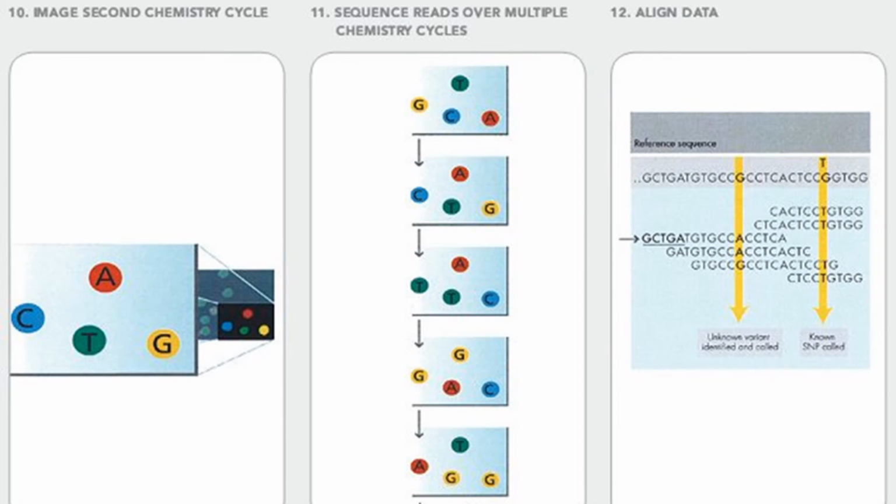Step 10. Image second chemistry cycle. After laser excitation, collect the image data as before. Record the identity of the second base for each cluster. Step 11. Sequence reads over multiple chemistry cycles. Repeat cycles of sequencing to determine the sequence of bases in a given fragment, a single base at a time.